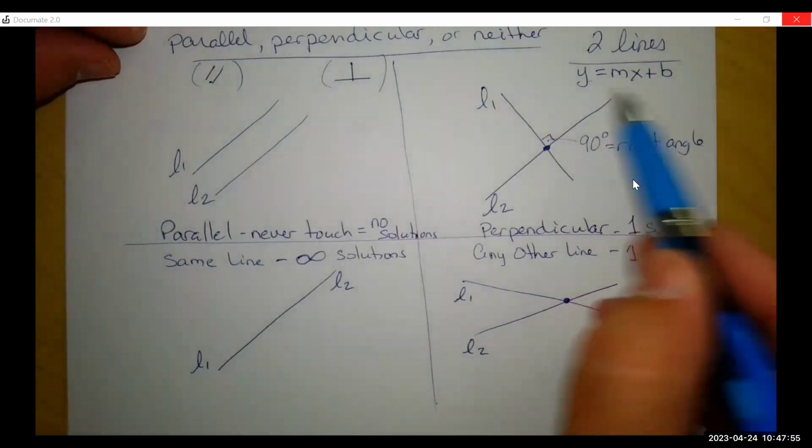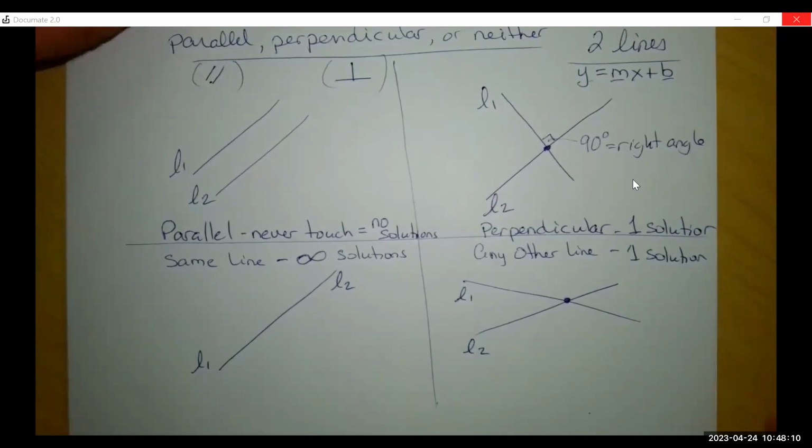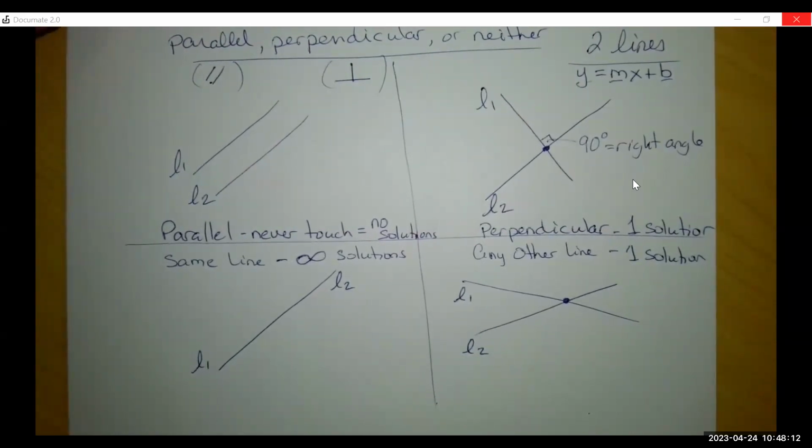Also, look at this equation. There's only two variables in there. What are they? Yeah, the m and the b. Only ones that matter to us. X and y are whatever we throw in there.